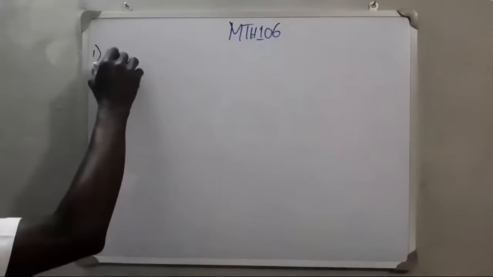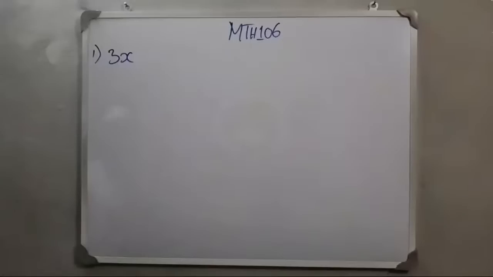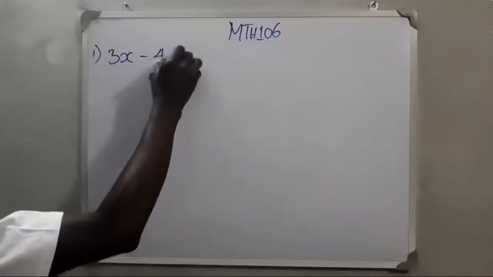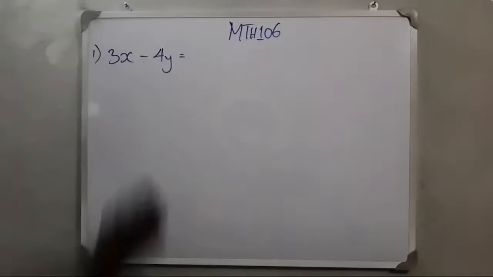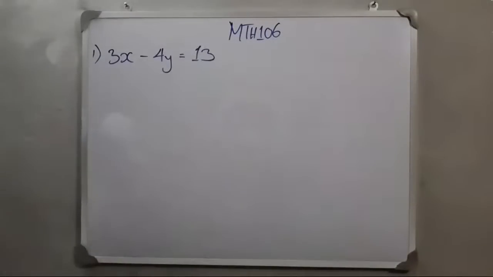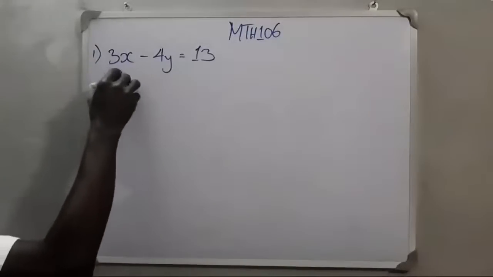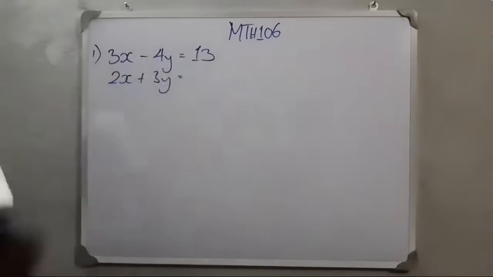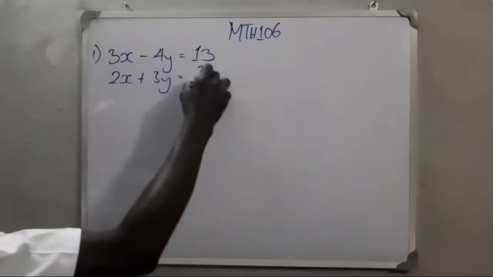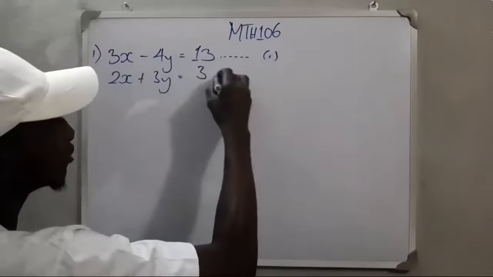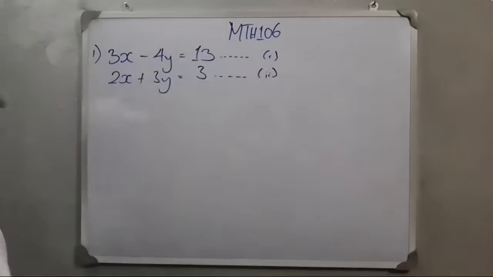Now, so this is the question, and let's go over it very quickly. So we have 3x minus 4y equals 13, and we have 2x plus 3y equals 3. Equation 1, equation 2.